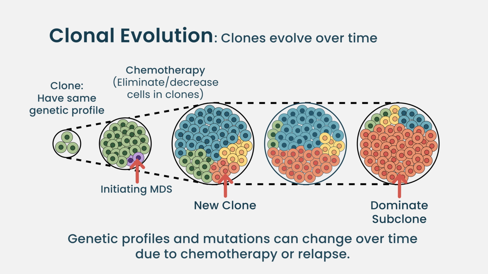Genetic profiles and genetic mutations can change over time, whether that's due to chemotherapy or relapse. Someone can gain a mutation and develop another new, different clone, which becomes either more aggressive or more resistant to chemotherapy. You can define it as a change of genetic profile over time that causes the MDS or cancer itself.